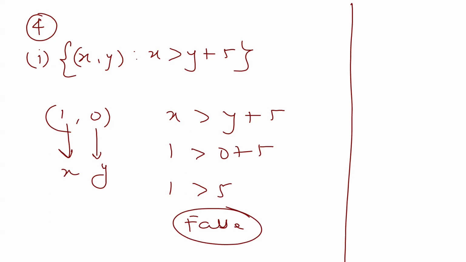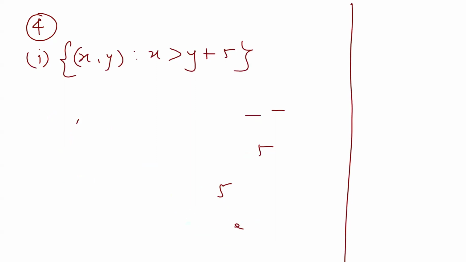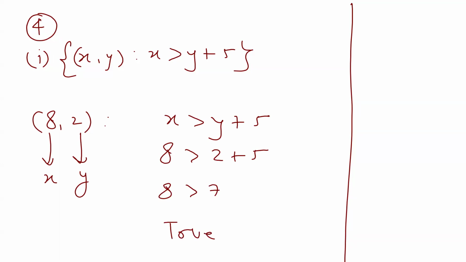So we'll test for the second one. The second one is 8 comma 2. Let me just erase this. So this is x and this is y. X is greater than y plus 5. 8 is greater than 2 plus 5. 8 is greater than 7. So this is certainly true. Yes, so 8 comma 2 is a part of the ordered pairs.